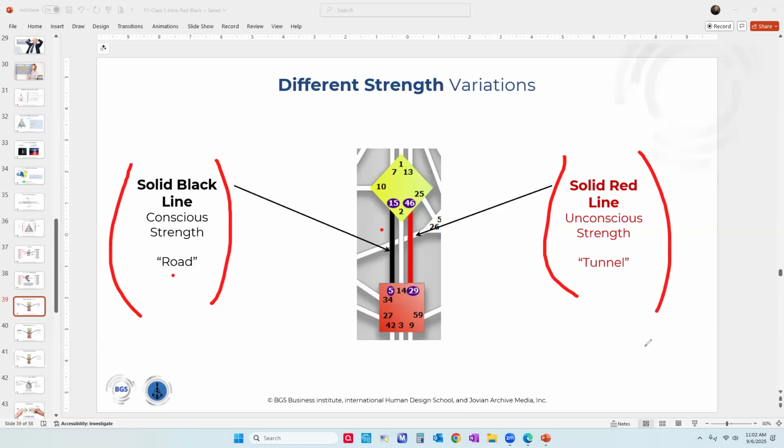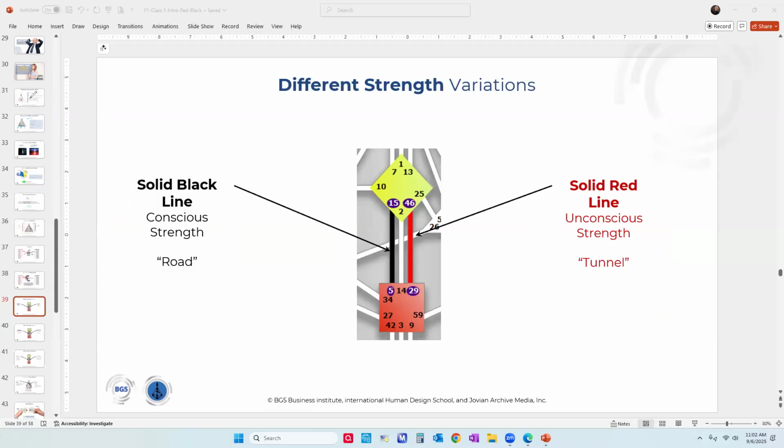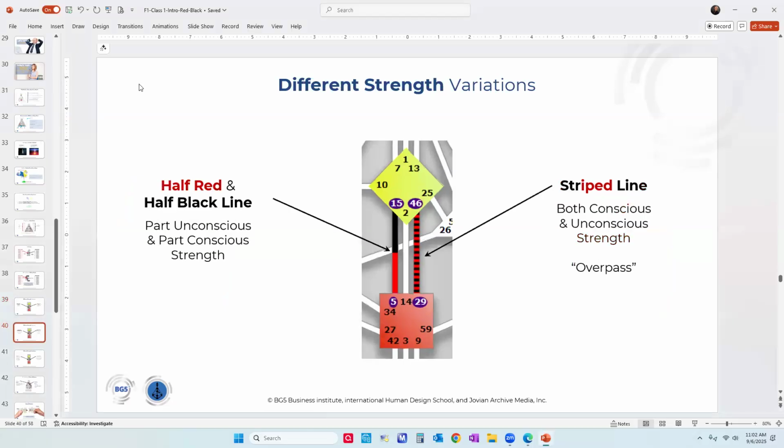But I do have two strengths that are unconscious. I have come to understand them through my study, but when they're sort of happening, I don't notice it in the same way that I notice this over here, right? So that's kind of the big distinction between a conscious and unconscious strength. And then we can have other variations.